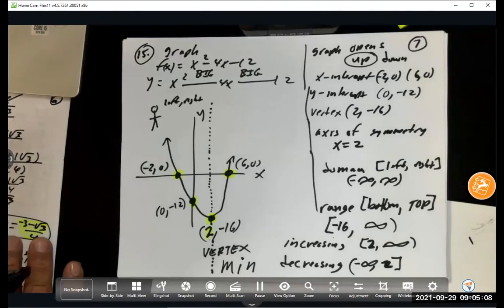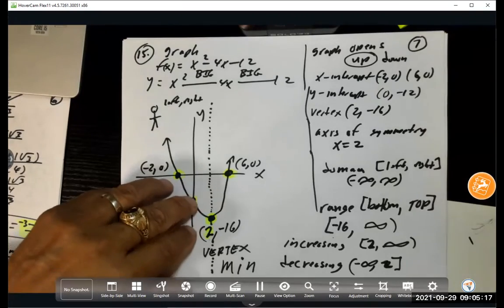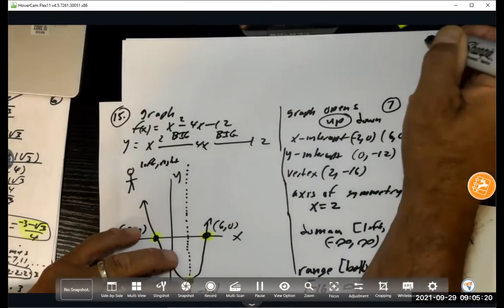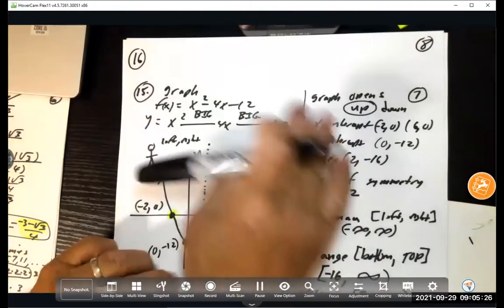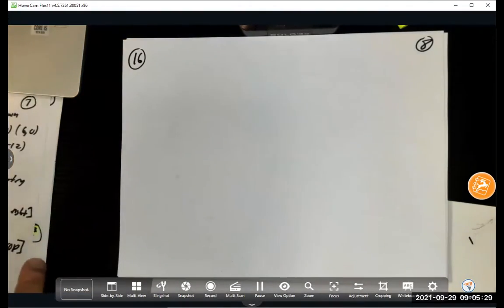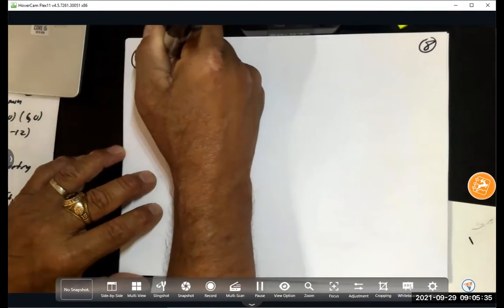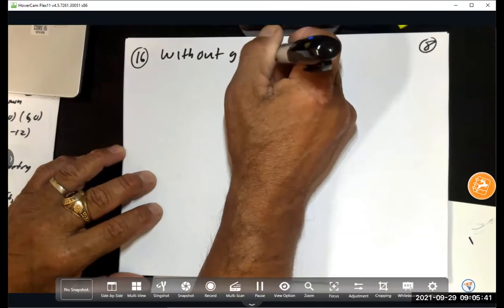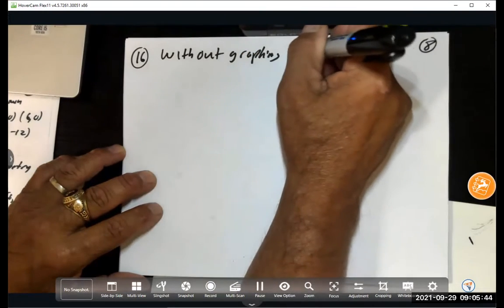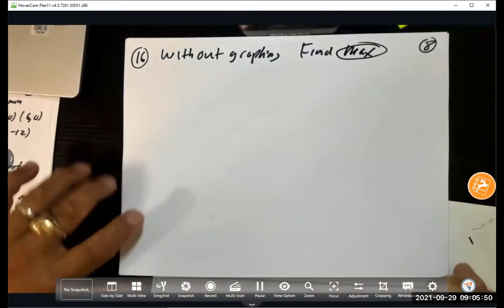Okay, so now let me do number 16. Ready? I'm gonna go to the next page. Page 8, number 16. All right, so you can do all this graphing stuff. Now they can ask you another question. It's gonna say, without graphing, find the max. So you're not gonna graph anything, you're just gonna find the max.